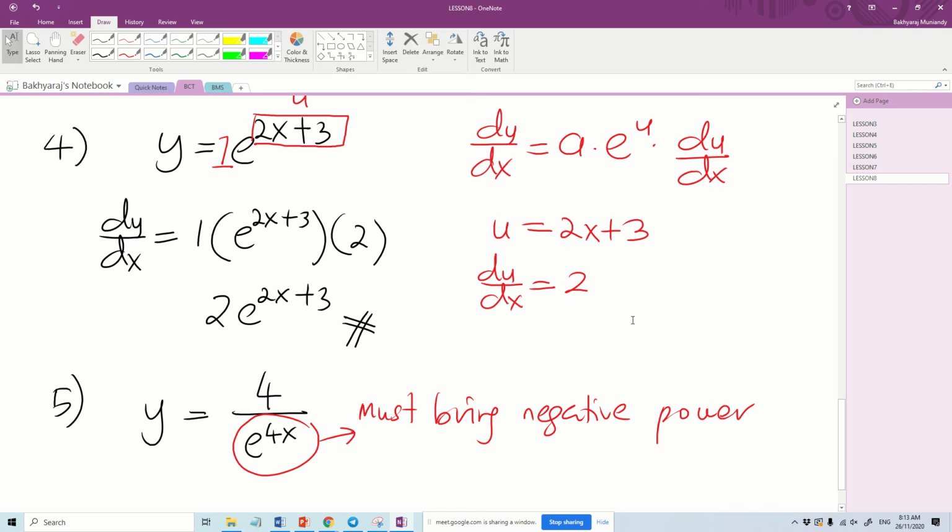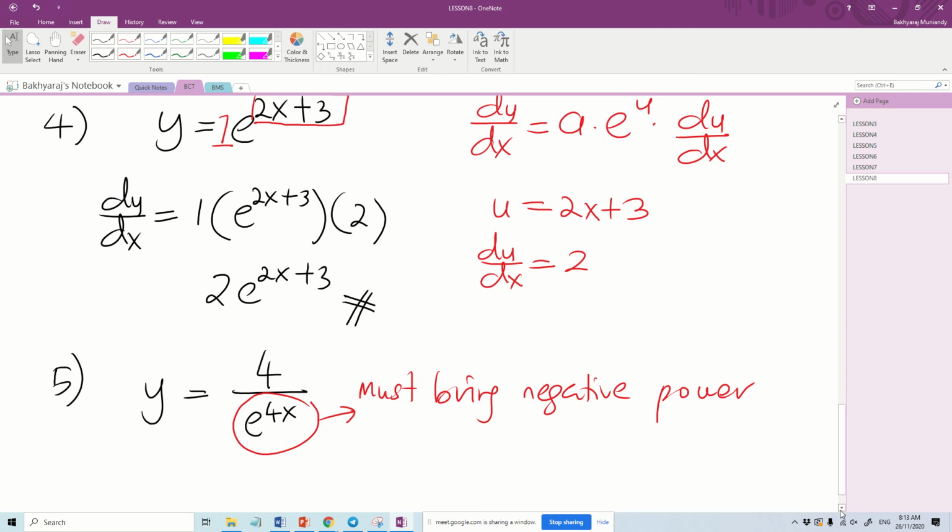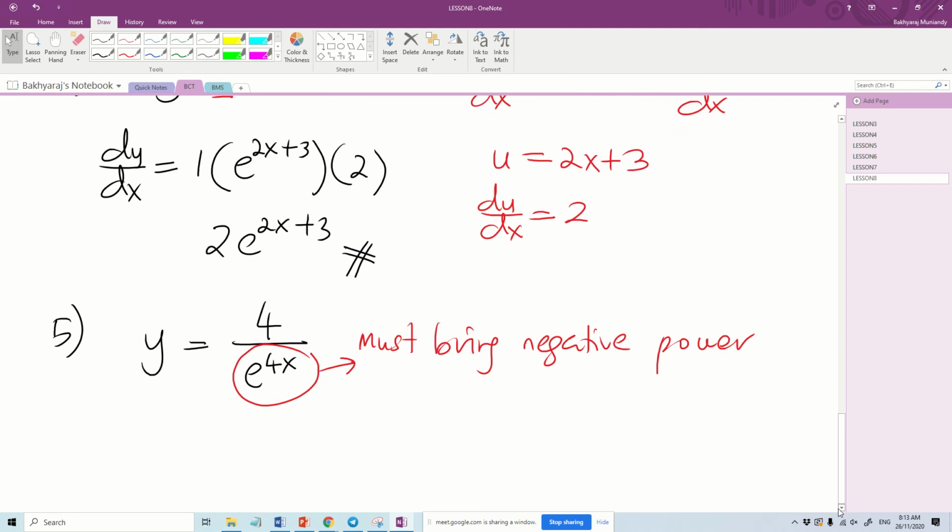Okay, so how to do that? You get y equal 4 exponent negative 4x. So you just bring the exponent as a numerator. When you bring it in numerator, then it becomes negative power. So dia jadi negative 4.